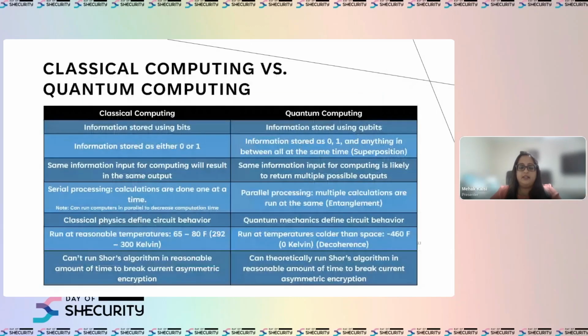Now, the next thing let's look at is the third line, which is how information, once it's computed, what type of output you can expect. With a classical computer, basically the information you put in, you're probably just going to get one result, and you're going to get the same result every single time. With a quantum computer, you may potentially put in the same information and get multiple possible outputs, and maybe even different outputs, depending on what the information is. Same with processing. Calculations are done in classical computers one at a time, and we have a great visual coming up to show this. Whereas quantum computing does parallel processing, where you do multiple calculations that are run at the same time, and you do this by entangling qubits, which we'll also take a look at.